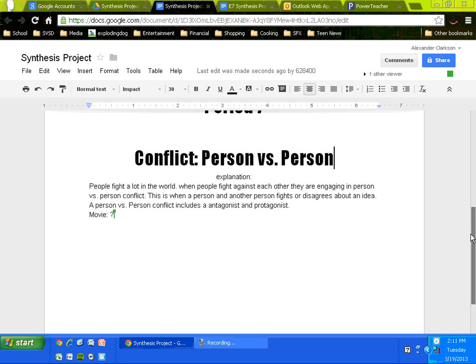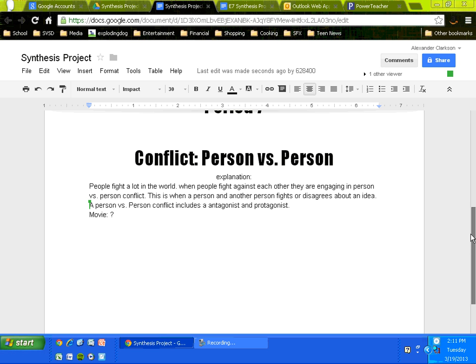People fight a lot in the world. When people fight against each other, they are engaging in person versus person conflict. This is when a person and another person fight or disagree about an idea. Actually, not really. It's when they have goals or interests that are in conflict and they can't both have them. Remember our definitions. A person versus person conflict includes an antagonist and a protagonist. Okay, true. What's your story?